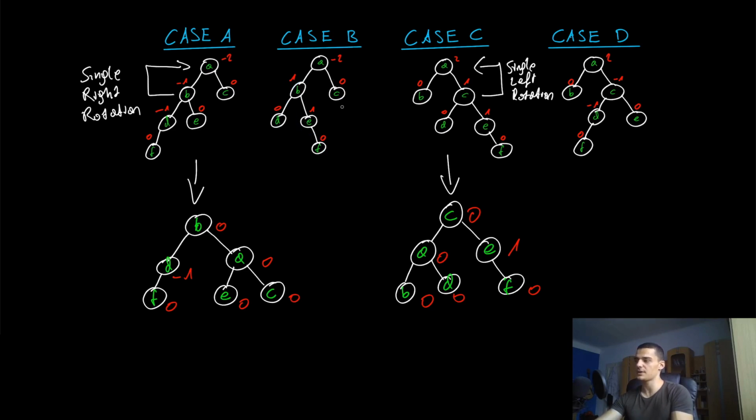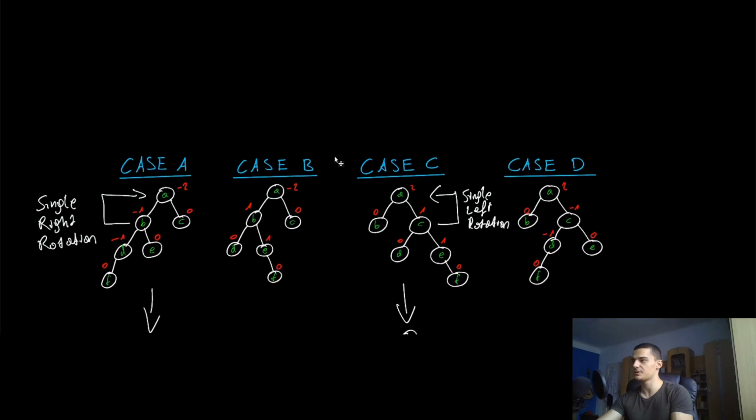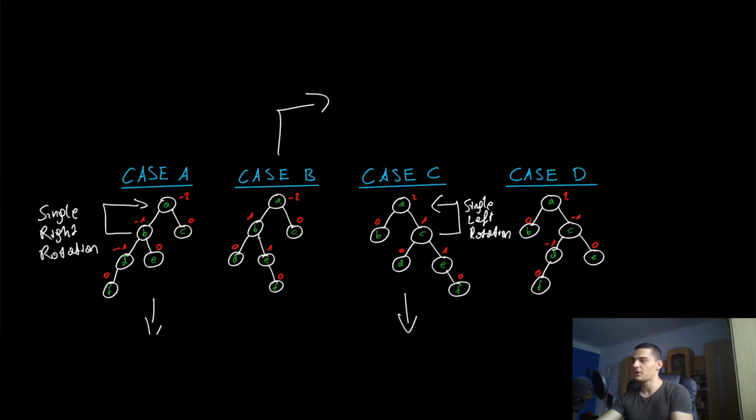So what we're going to do is rotate here so that E becomes the root node of this subtree, and B becomes the left child of E. So what we end up with, I'm going to do it without colors now, is A, and then we have E, and then we have B, and then we have D. Then we have D, and then we have F here.